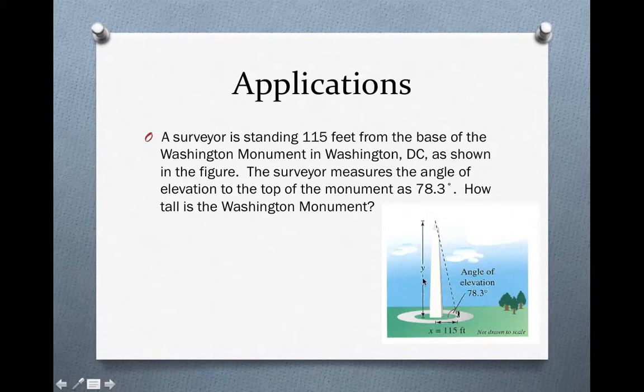So which trig function is a ratio containing the adjacent and the opposite sides? Well, probably the best option is going to be tangent. So I want to take the tangent of the angle that I have here, the 78.3, and set it up to be equal to this opposite side of y over this adjacent side of 115. And then I solve for y. So I take the tangent of 78.3 degrees, we're going to multiply that by 115.